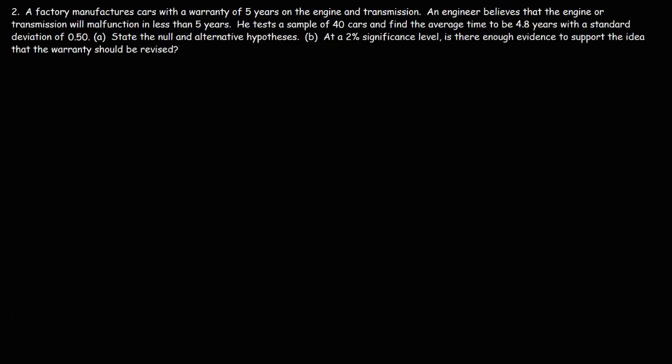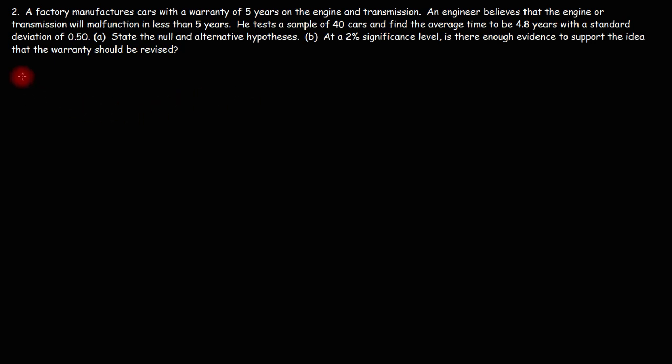A factory manufactures cars with a warranty of 5 years on the engine and transmission. An engineer believes that the engine or transmission will malfunction in less than 5 years. He tests a sample of 40 cars and finds the average time to be 4.8 years with a standard deviation of 0.5. Part A. State the null and alternative hypotheses. So feel free to take a minute and try this problem.